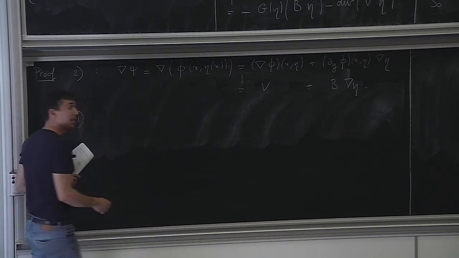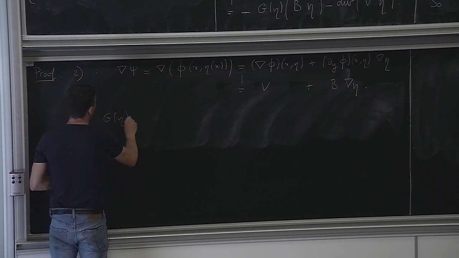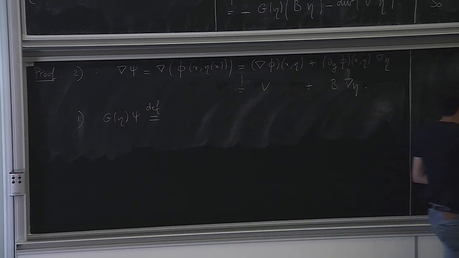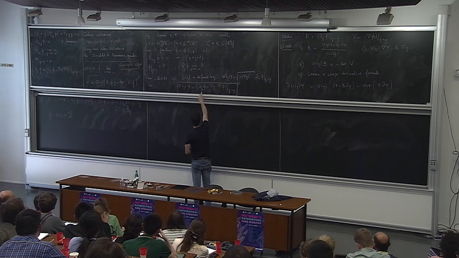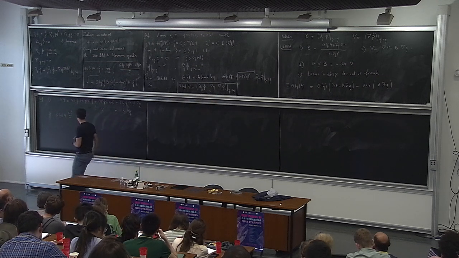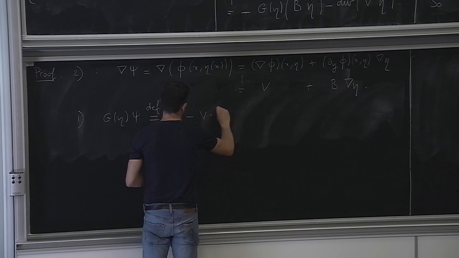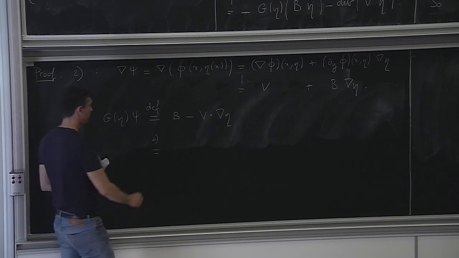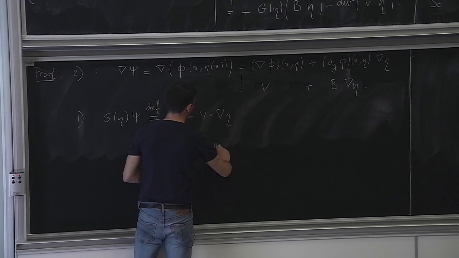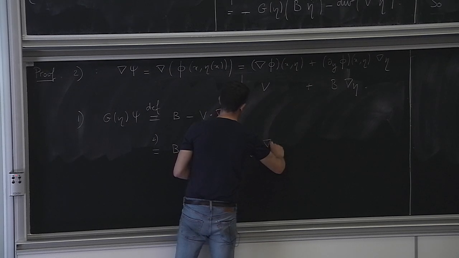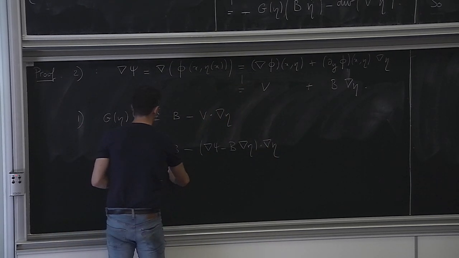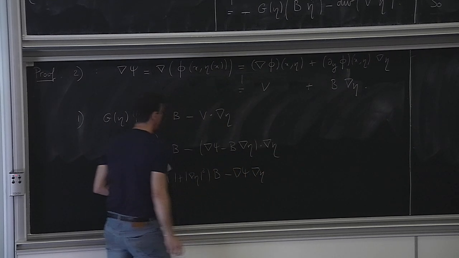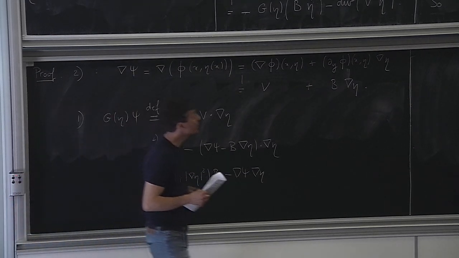To prove the first identity, it suffices to rewrite that, by definition: g of eta psi is equal to capital B minus gradient eta dot gradient V. Now, we use the second identity to replace capital V by gradient psi minus B gradient of eta dot gradient of eta. And we simplify to get 1 plus gradient eta squared B minus gradient psi gradient of eta, which is, of course, equivalent to the first identity.